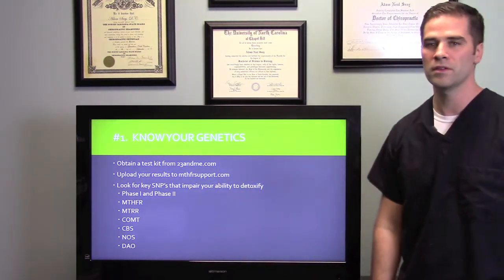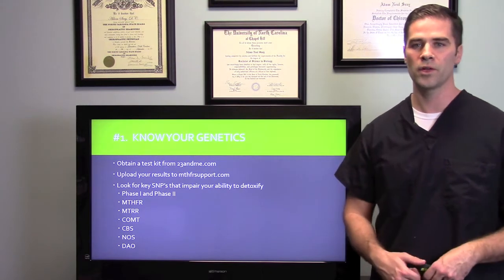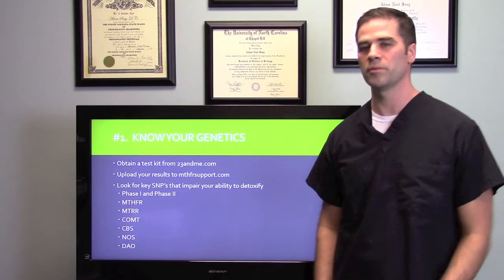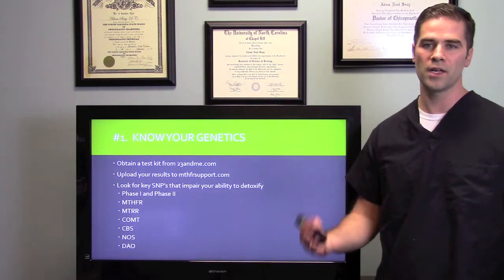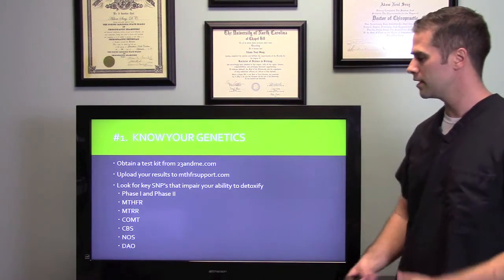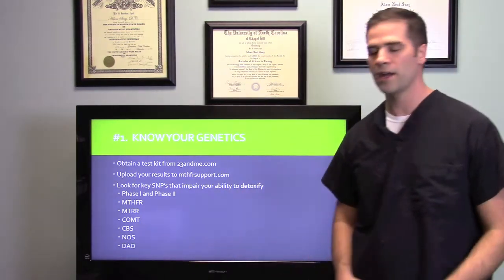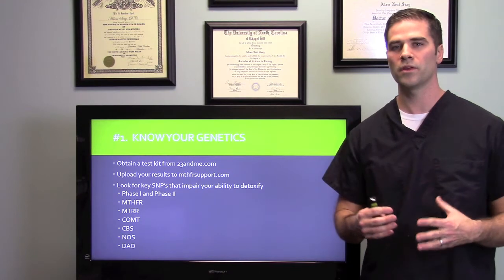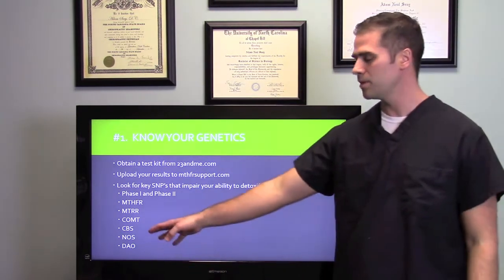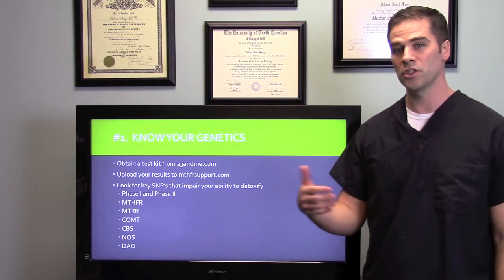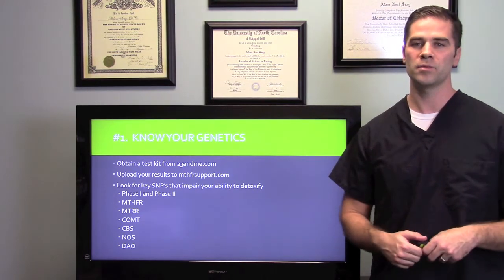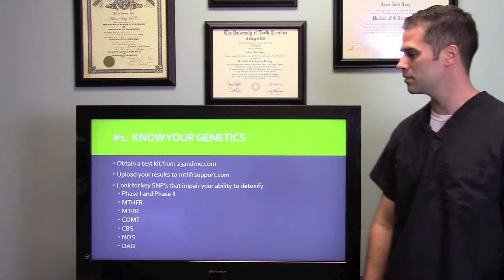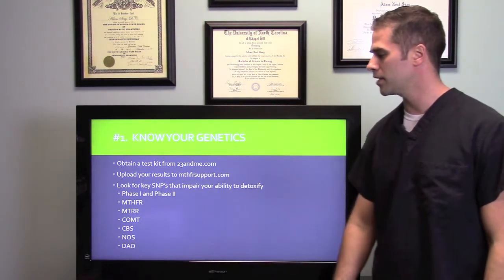MTHFR is a big one. This is the thing that converts folic acid to 5-methyl tetrahydrofolate. MTRR works on your B12 synthesis to help combat and lower homocysteine levels. COMT, which is your catechol methyltransferase, is key. It's really one of those that can wreak havoc on people. It helps you generate SAMe, works on some conversion of your neurotransmitters as well, and in your hormone metabolism. So this is a very important one that we look at.